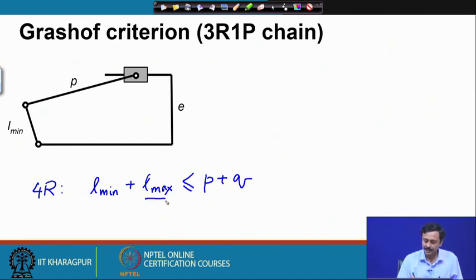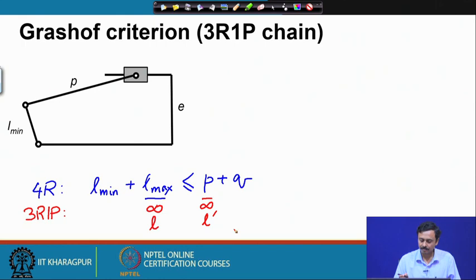Now, we have seen that L max is infinity in a 3R1P chain. The longest link is infinity, that we had written as L. There is another infinity. So, let us say this is also infinity. So, this was L prime, if you remember from the previous slide. So, L max was infinity, which we indicated by L, and there is another infinity, let us say P, that is indicated by L prime. Now, L minus L prime is E, that is how offset is defined.